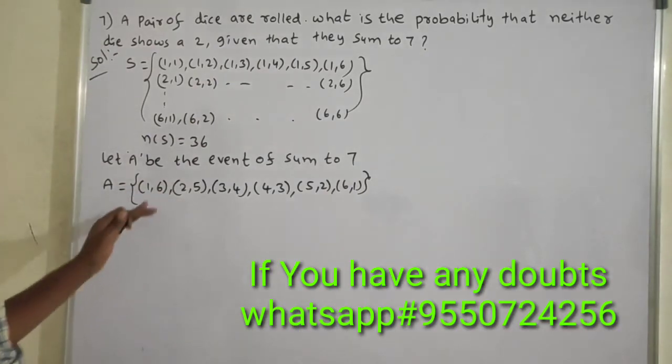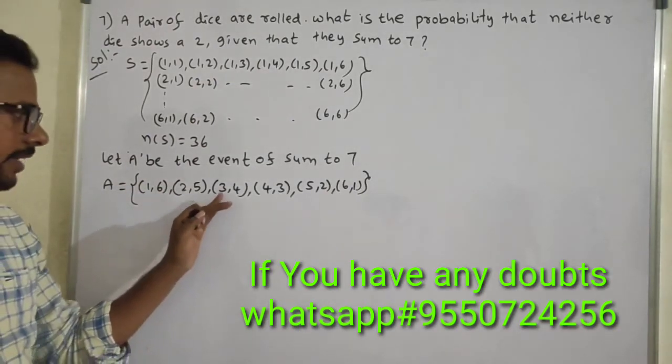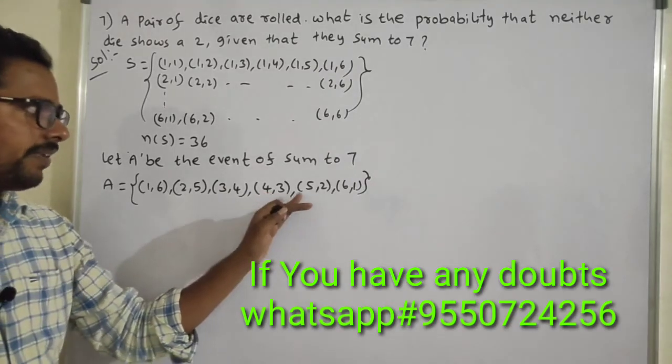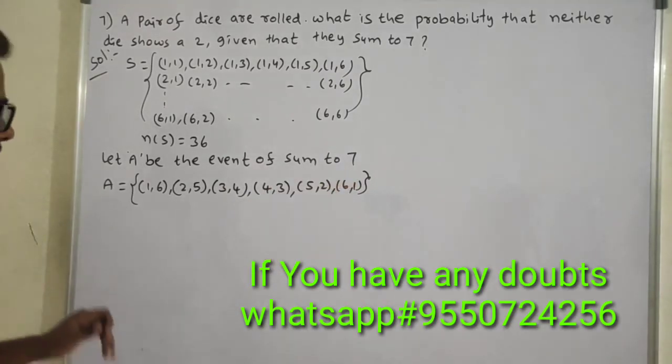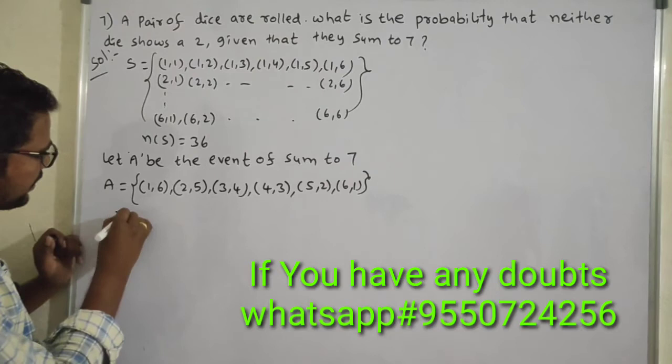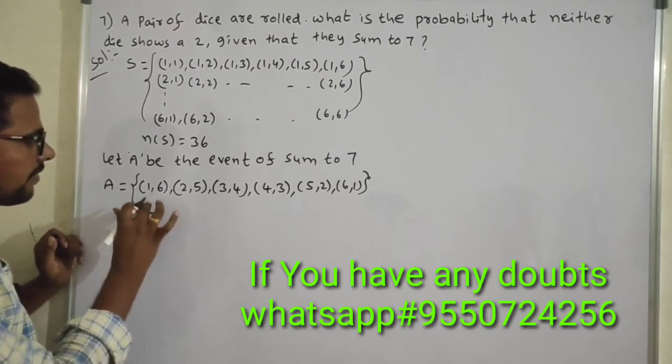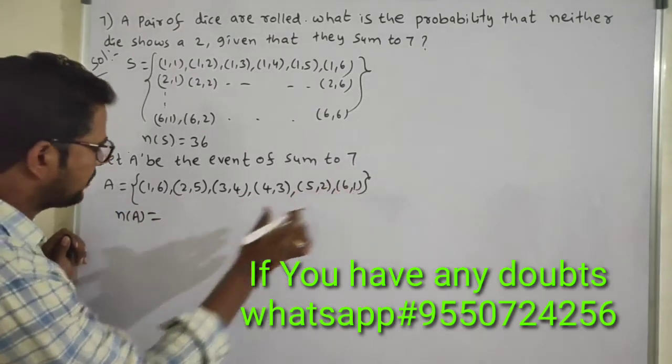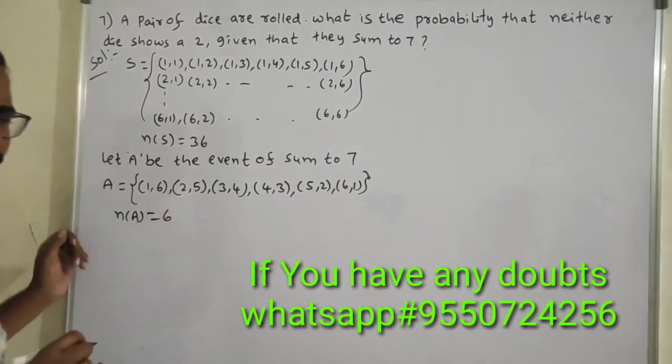Event A is equal to 1 6, 2 5, 3 4, 4 3, 5 2, 6 1. And N of A is equal to how many results are there? How many elements are there? 1, 2, 3, 4, 5, 6. N of A is equal to 6.